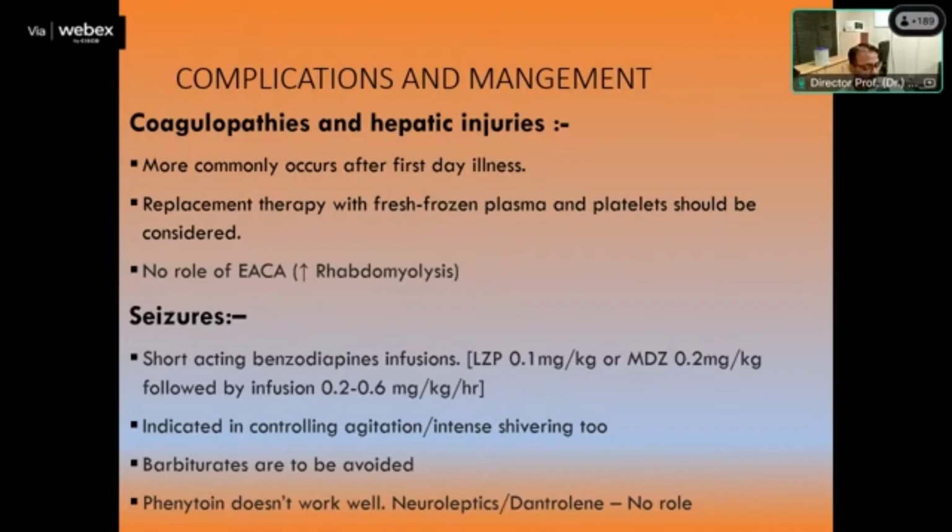And one more important thing, seizures. A person presenting to us with seizures should ideally be treated with a short-acting benzodiazepine. Usually what we do in our setting is injection levetiracetam, injection valproate infusion, or phenytoin. All three are not really recommended. Barbiturates prevent heat loss, so are not useful. Valproate damages the liver, and phenytoin is not effective. So the best in seizures of heat stroke is a short-acting benzodiazepine infusion. Lorazepam or midazolam we can use as infusion.